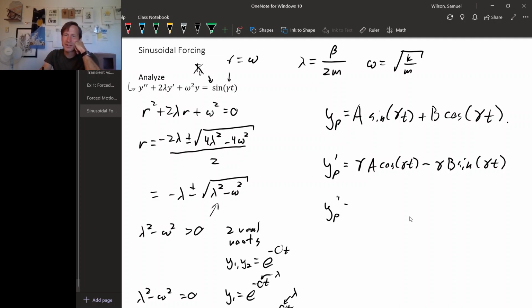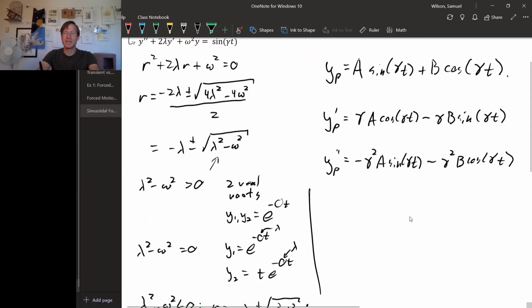The second derivative is minus gamma squared a sine gamma t minus gamma squared b cosine gamma t. Okay, now we can plug everything into the differential equation. And as usual, I'm going to factor out the sine and cosine gamma t right from the very start. So for sine gamma t, we have a term with sine gamma t here, here, and here.